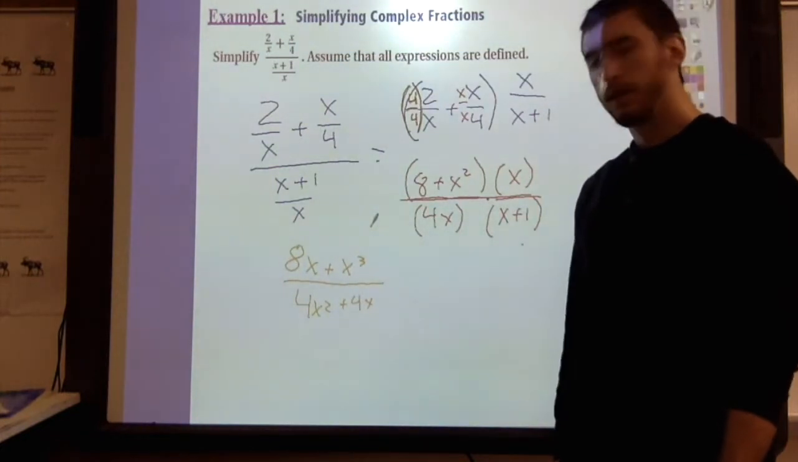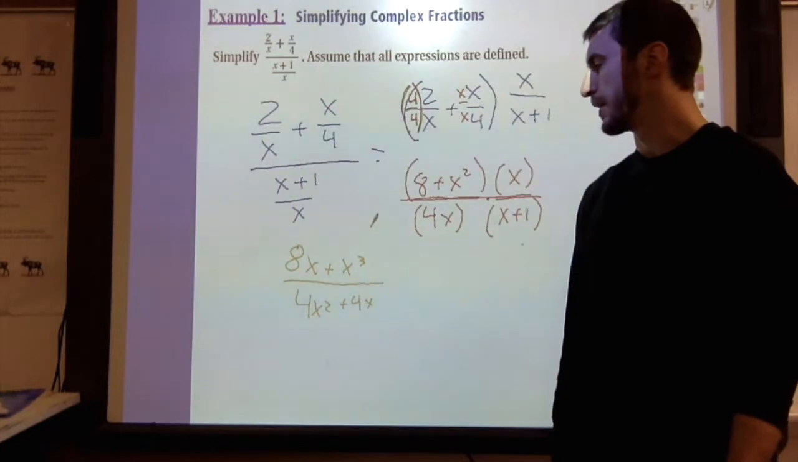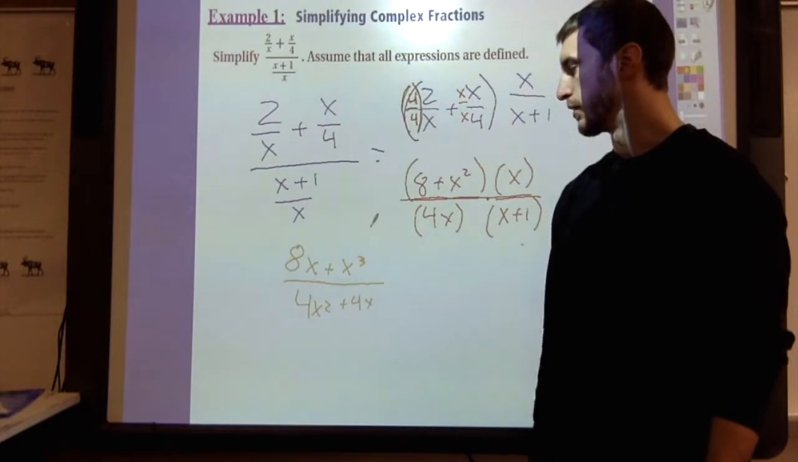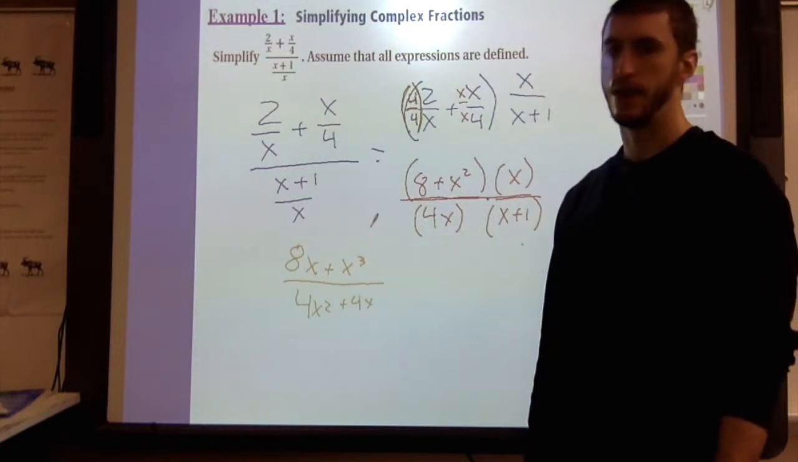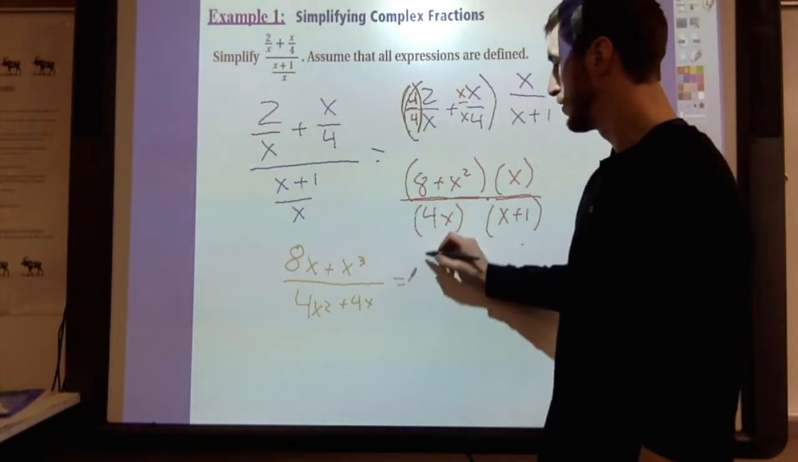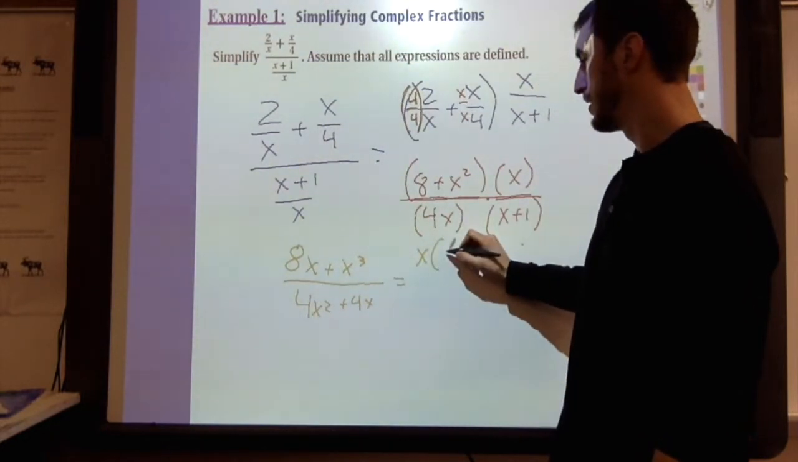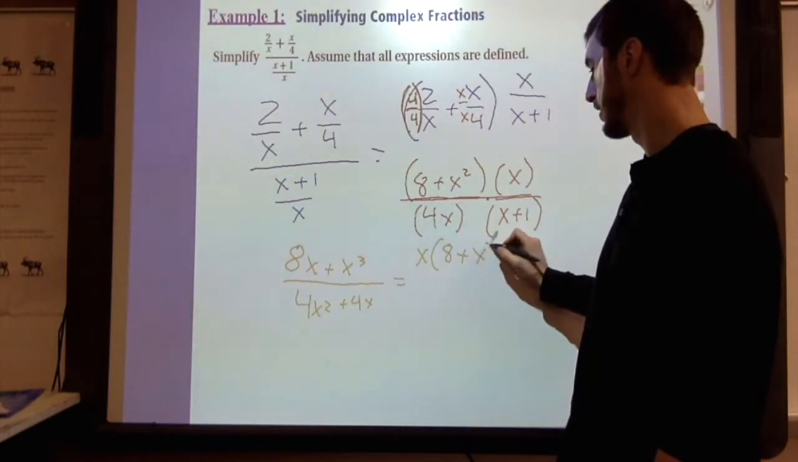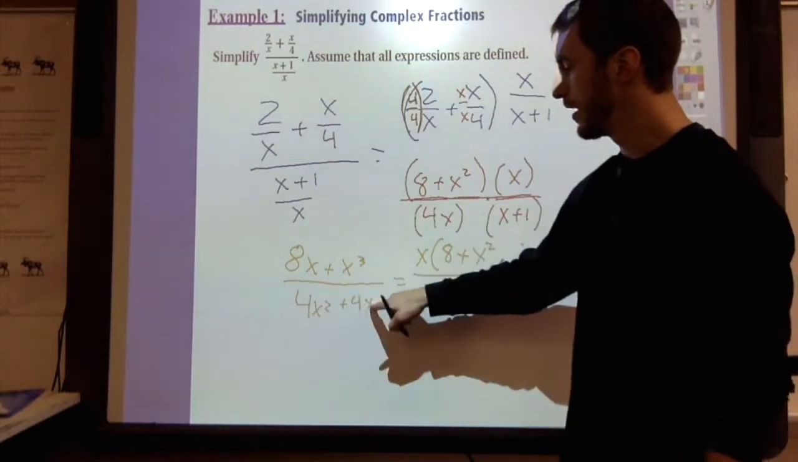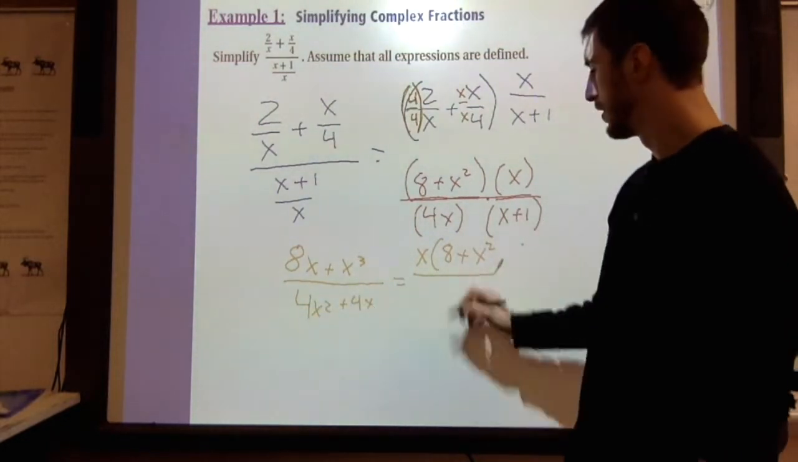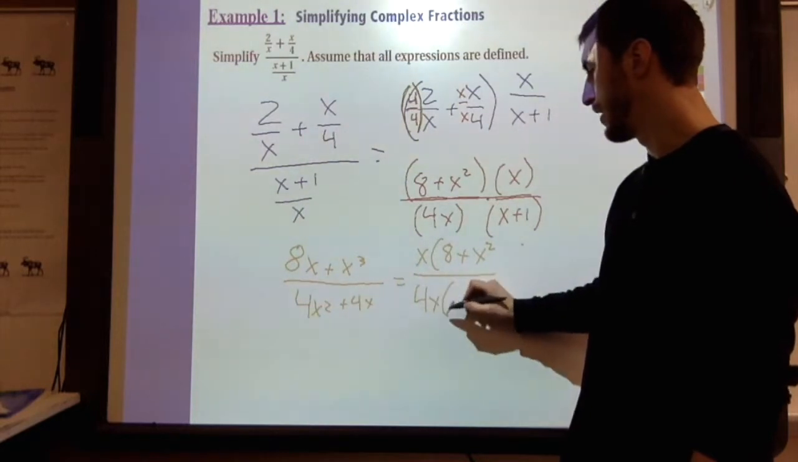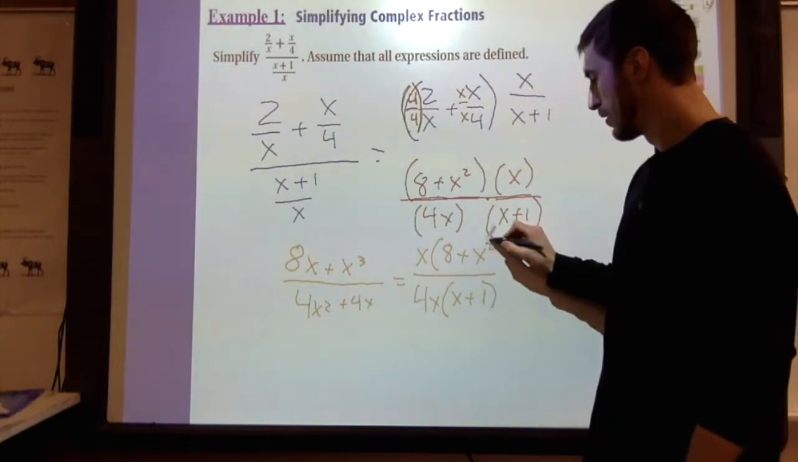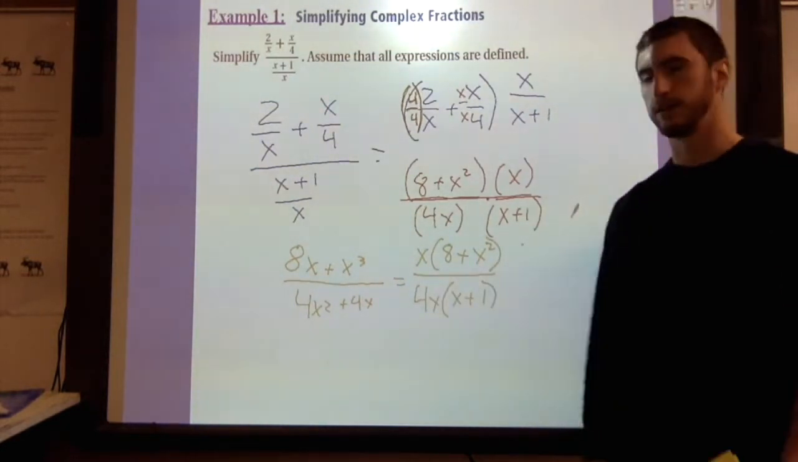Okay, now I want to factor these a little bit, the top and the bottom. So what can I take out of my numerator? I can take out an x, so I'll do that. It's going to leave us 8 plus x squared. And then the denominator, I can take out a 4x. So I'll take out a 4x, and I'm left with x plus 1. Now, do you see anything in here that can cancel out?